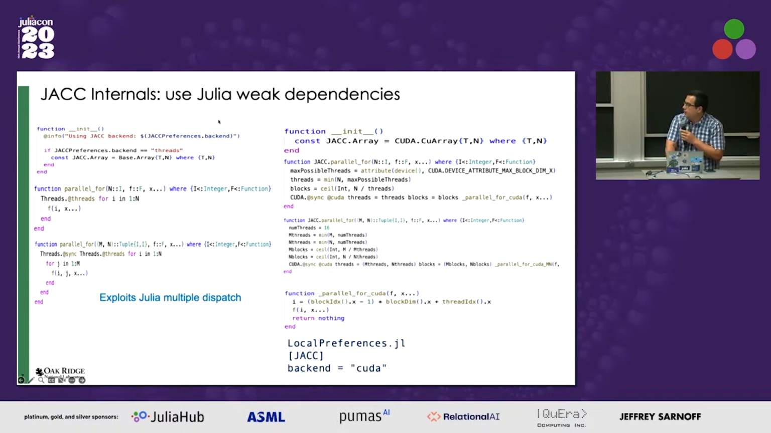So internally, as I mentioned, it uses weak dependencies. If you look at one of your backends, it's going to look like this for threads. The same is going to look like this for CUDA, the CUDA implementation. You just overload, essentially. And we also exploit multiple dispatch because, okay, this is just for one-dimensional arrays.